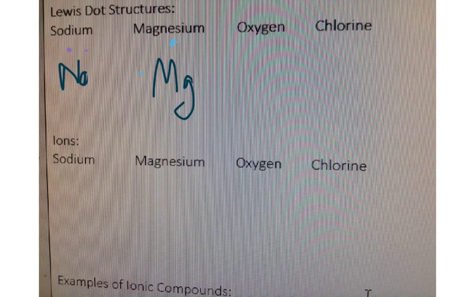Okay, so now I'm going to try oxygen. Oxygen has 6 valence electrons. So what we're going to do is, I always like to work at the top and work clockwise. So I'm going to do 1, 2, 3, 4. I have 2 more valence electrons, but I have no new sides. So now I am going to have to partner up. That's 5 and 6. So these right now are called lone electrons or unpaired electrons.